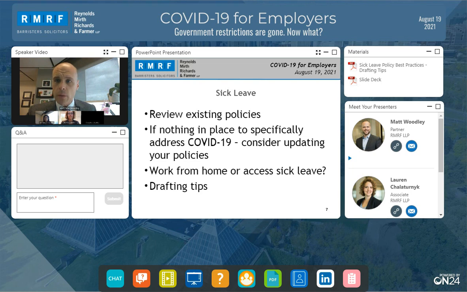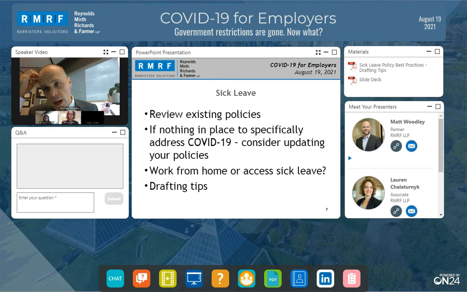So your policy should also consider what will happen when an individual says that they can't come to work because they're sick. Do you have a sick leave program where, for example, employees will bank sick time over the course of a year? Make sure that if you do, it's clear how that's going to be accessed.